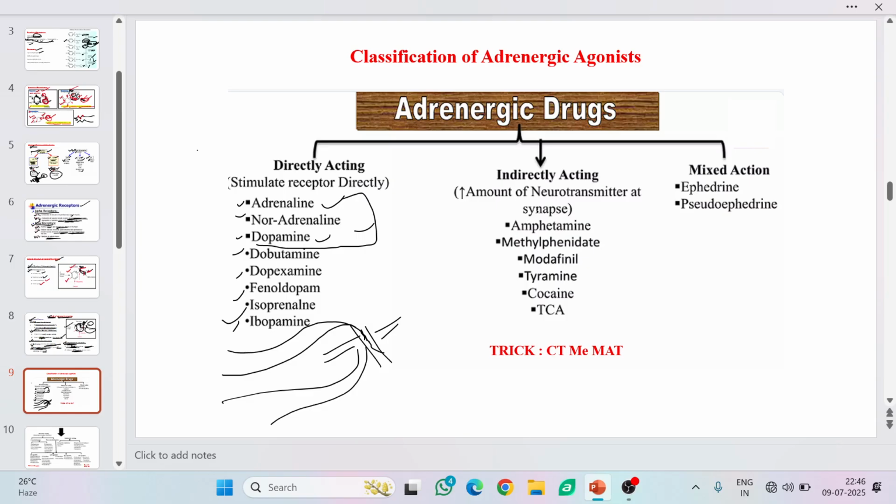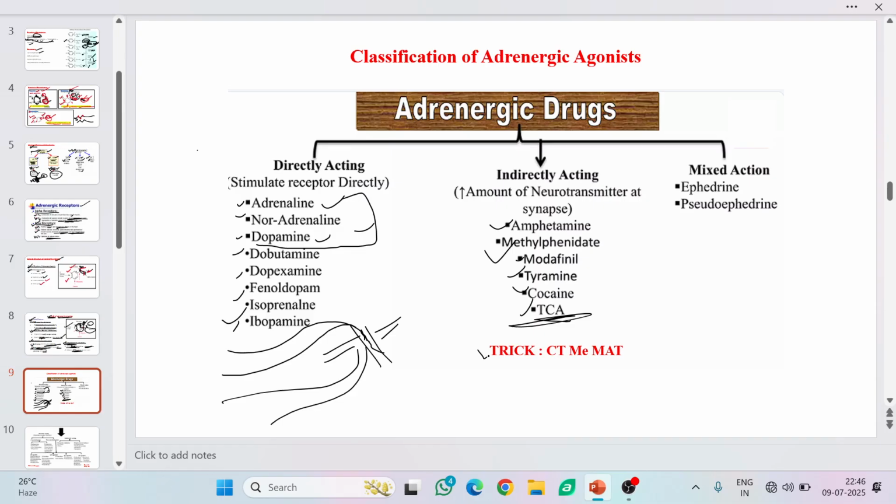And which drugs come inside this? It includes amphetamine, methylphenidate, modafinil, tyramine, cocaine, TCA, tricyclic antidepressants. They are mainly used in case of depression.